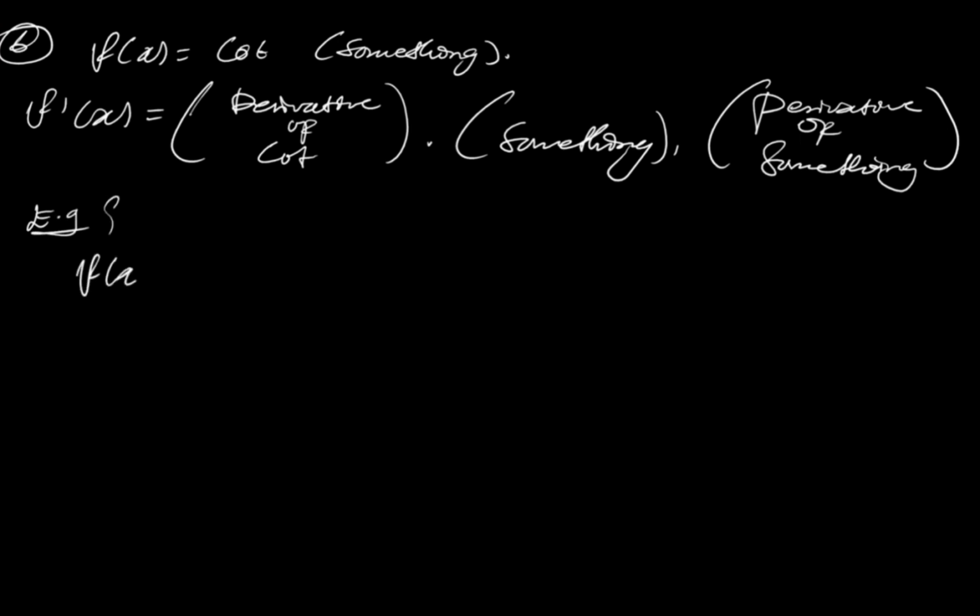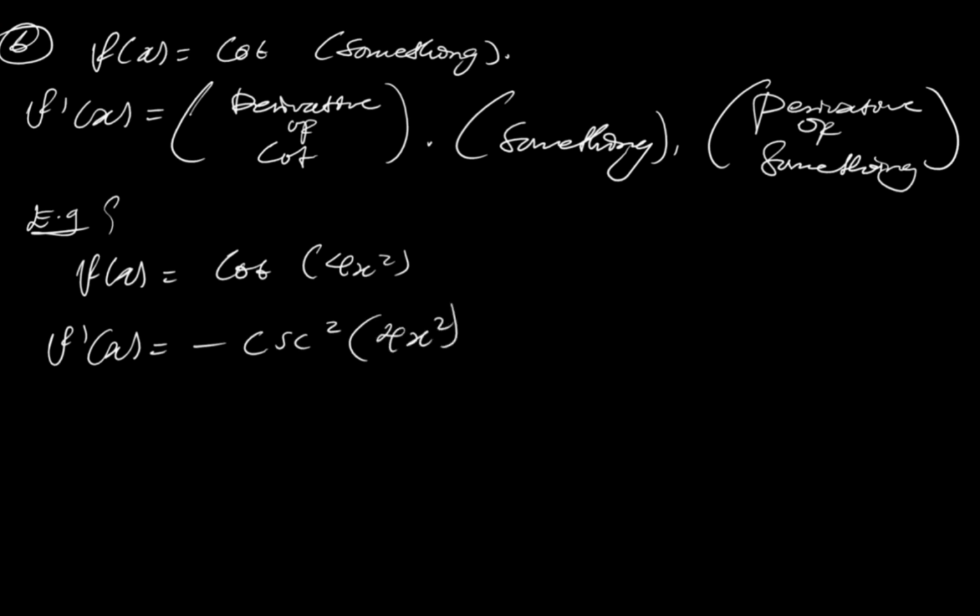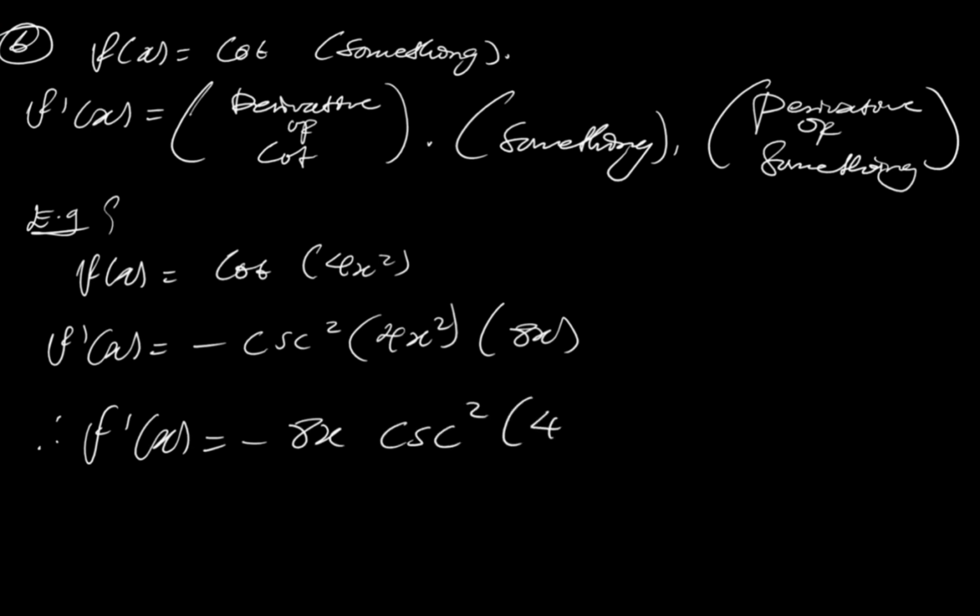So let's understand this with an example. Say you have f of x equal to cot of 4x squared. So f prime of x is equal to the derivative of cot, which is negative cosecant squared of something, which is 4x squared, times the derivative of that particular something, which will be 8x. So therefore, f prime of x is equal to negative 8x cosecant squared of 4x squared. Just like that.